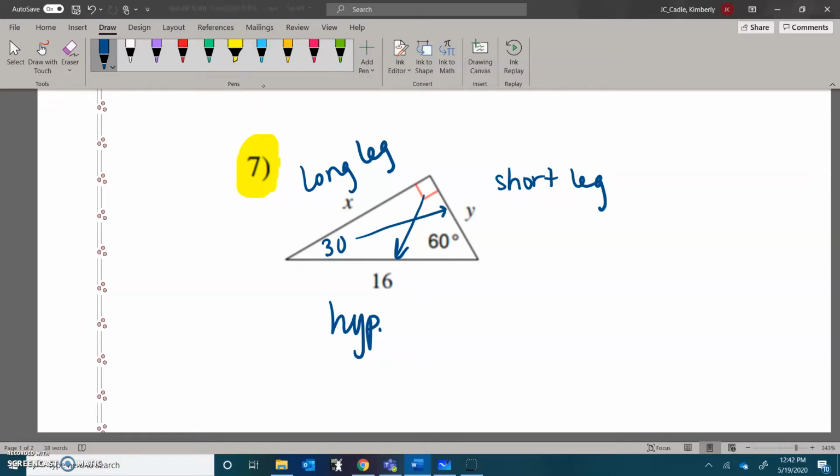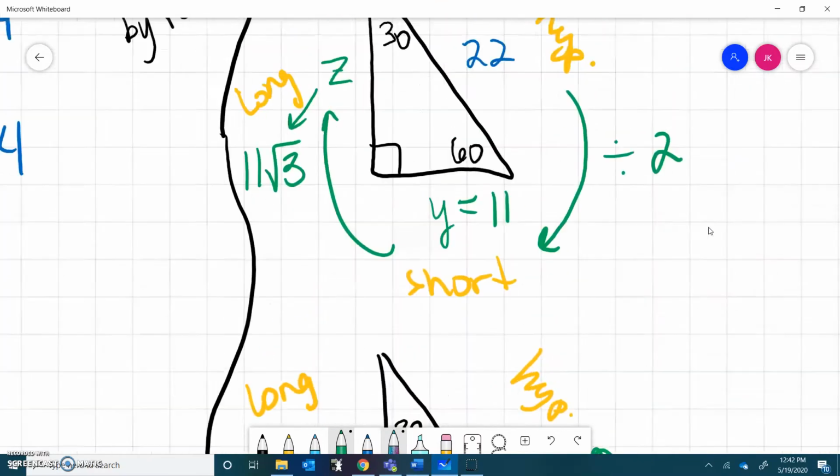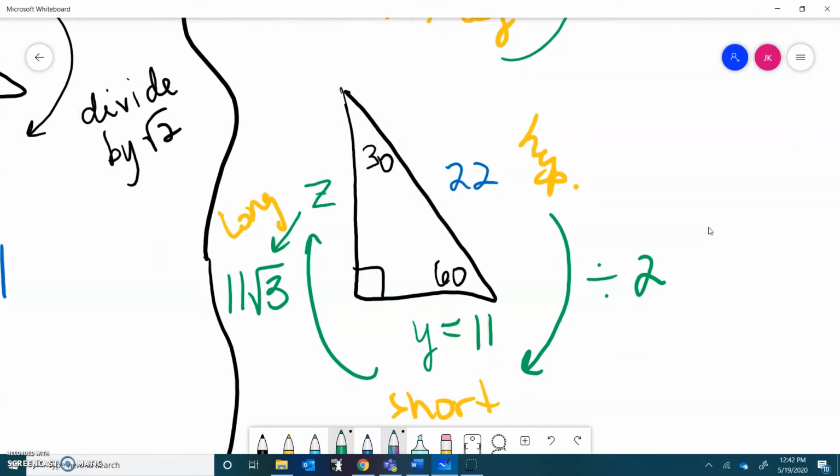Now we can see that we were given information about the hypotenuse. We talked about how the short leg is the most important, and that's how we can find everything else. So jumping back to the example we saw before, let's go up here. We started out with the hypotenuse of 22. We said, well, normally if we were going from short leg to hypotenuse, we would double it. We would multiply it by 2, but we're going the reverse direction. So we do the opposite of multiplication, which is division.